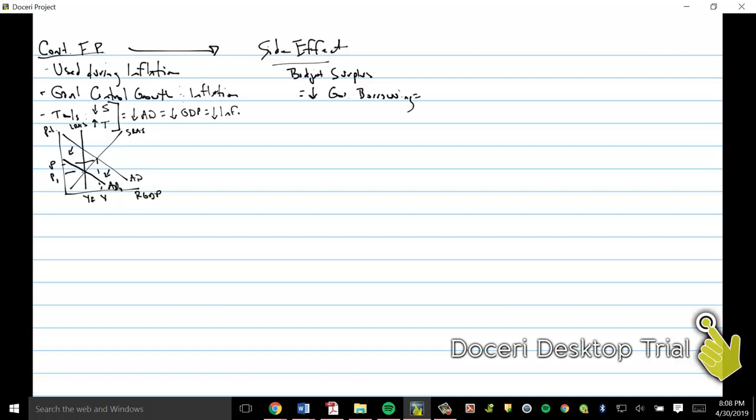Which is going to decrease the demand in the loanable funds market. And we know that when we decrease the demand in the loanable funds market, the interest rate will fall. Do you need me to draw another loanable funds graph?